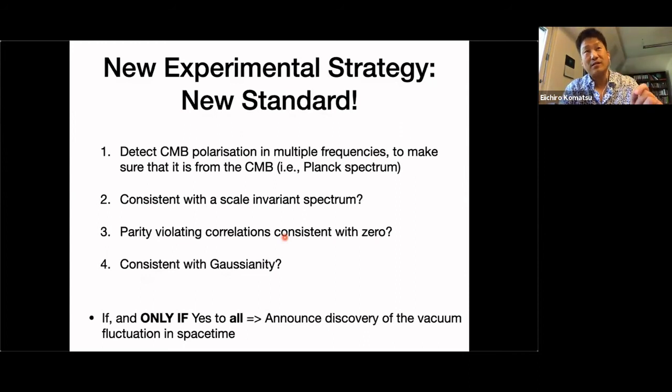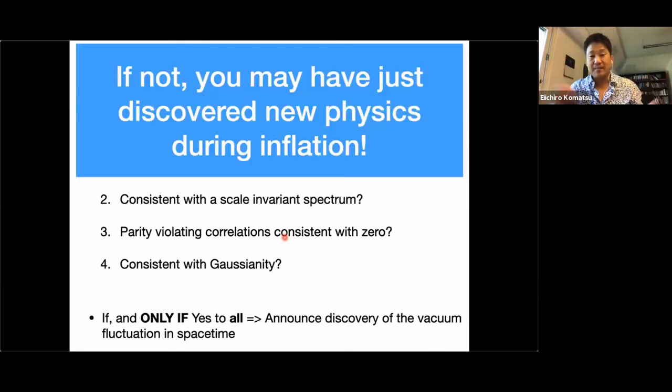Also, matter fields can be completely non-Gaussian. If it's a vacuum fluctuation in space-time, it's most likely Gaussian. But if you detect non-Gaussianity, then you are actually showing that it's coming from the matter fields. So if and only if it's a Planckian spectrum, it's scale-invariant, has no parity-violating correlations, and is Gaussian, then you can announce the discovery of the vacuum fluctuation in space-time. Otherwise, you may have just discovered new physics during inflation. And this will be much more exciting.